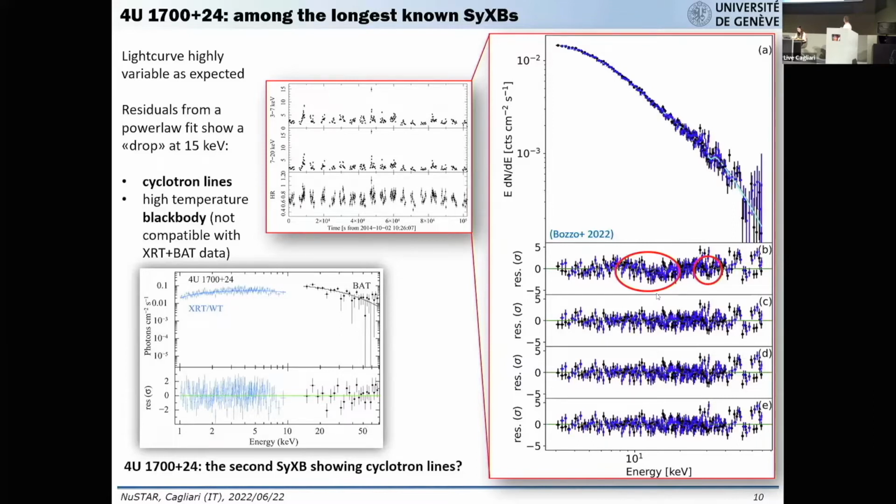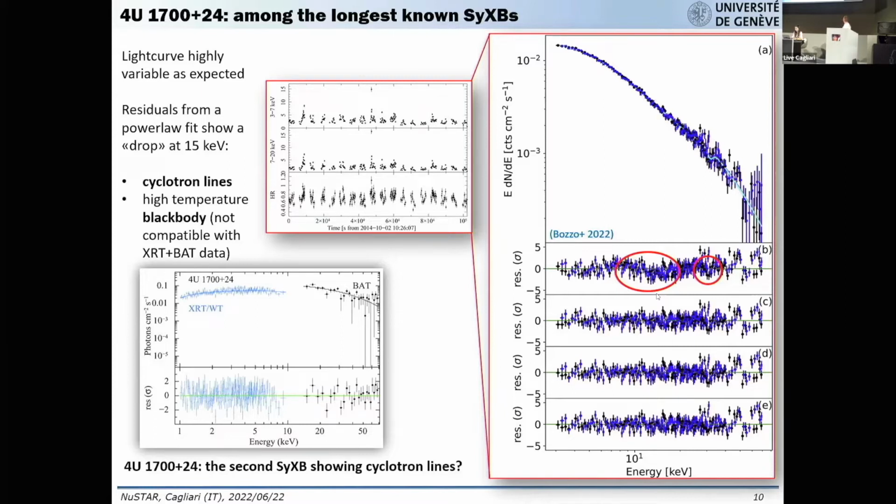Indeed, if you fit the spectrum in a detailed way, you do see that these residuals completely disappear if you add a cyclotron line. So the fundamental line has 16 keV, and the first harmonic at double this energy. This is, to be honest, not the only way to get rid of the residuals. Another possibility is to add a high temperature black body at about 1.5 keV, and then the cutoff power law.